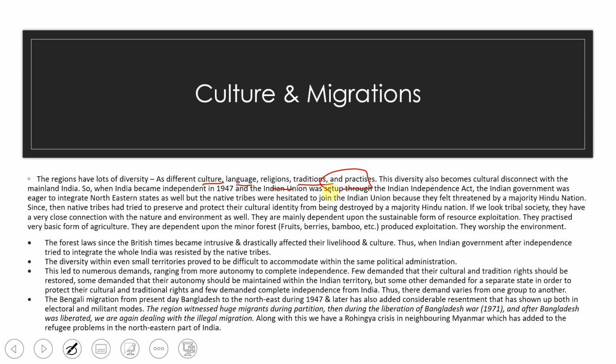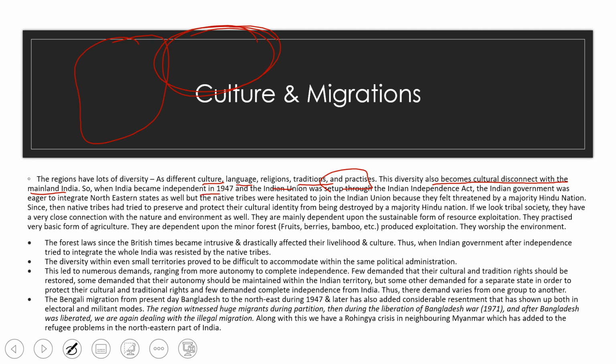So this diversity also becomes a cultural disconnect with mainland India. Mainland India is completely different, and your eastern part is completely different. The eastern part is full of tribal people, and they have completely different customs, rituals and all. This made a disconnection from mainland India.